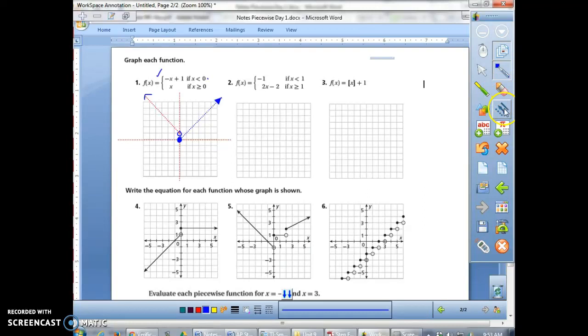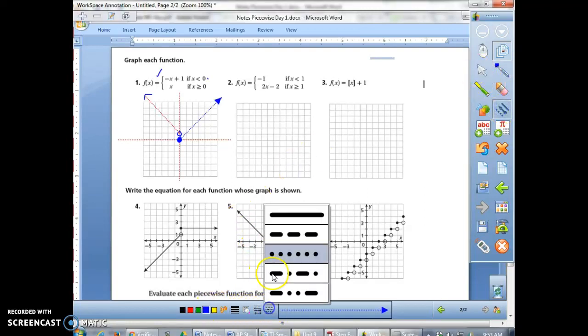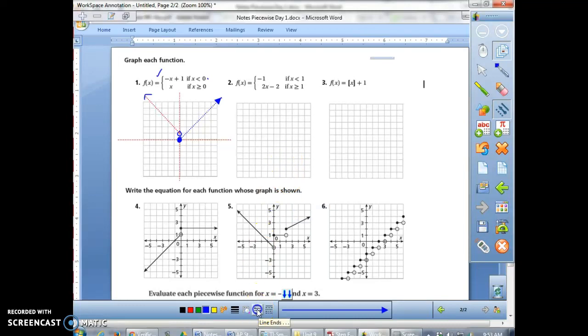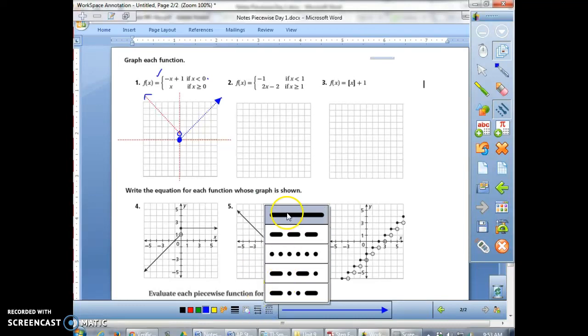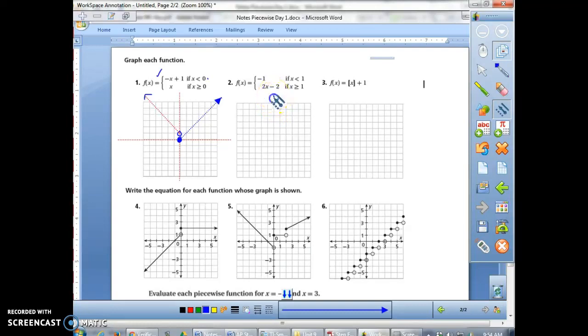So f of x is equal to negative 1. So that's just going to be what? Okay. So y is equal to negative 1. Isn't that just a horizontal line?